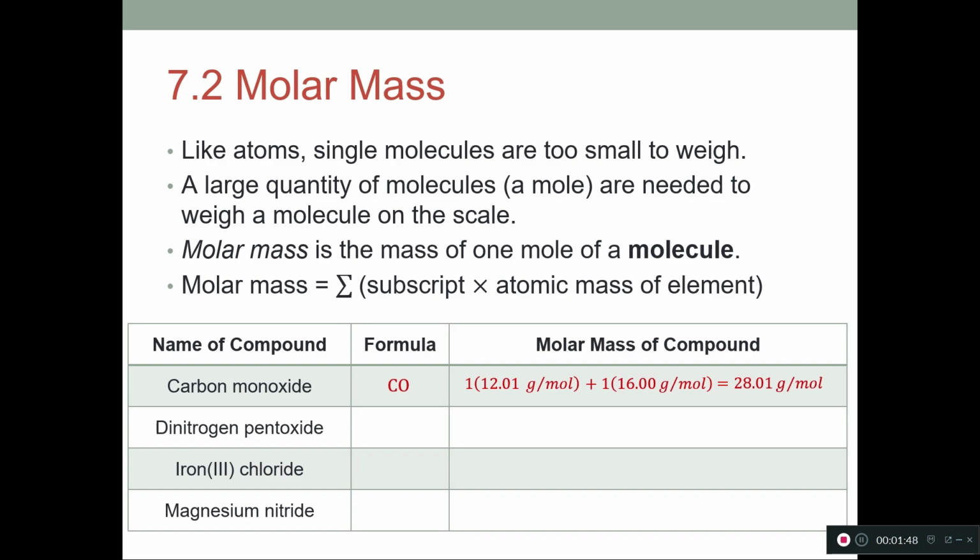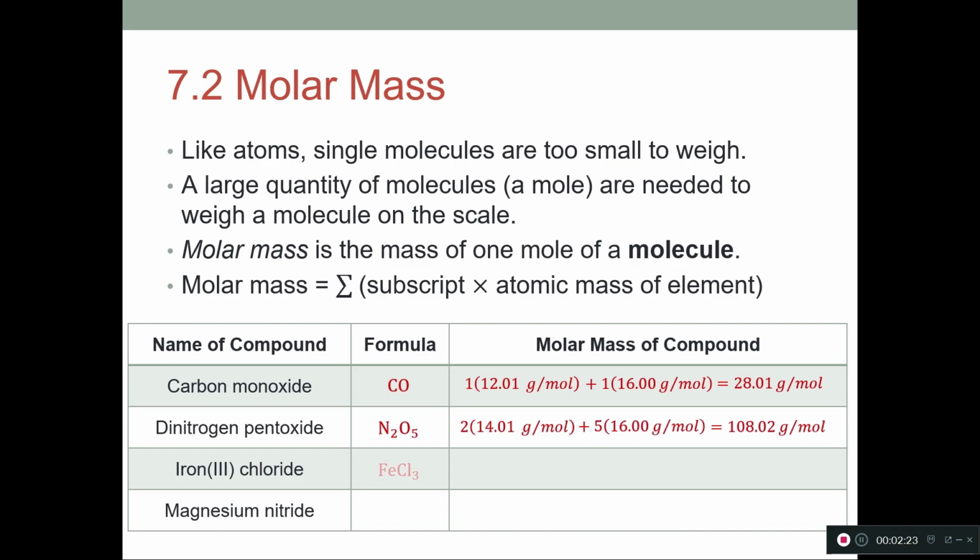Then if we wanted to do dinitrogen pentoxide, that's N2O5, we would have to do 2 times the molar mass of nitrogen, so 2 times the 14.01 grams per mole, then 5 times the molar mass of oxygen, so 5 times 16.00 grams per mole, and when we add those up, we get 108.02 grams per mole.